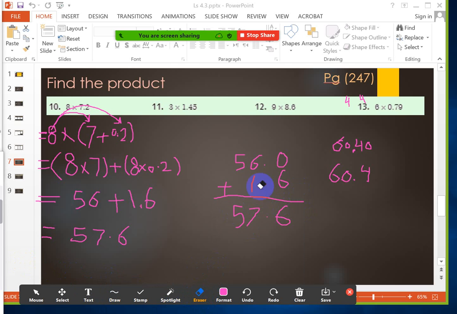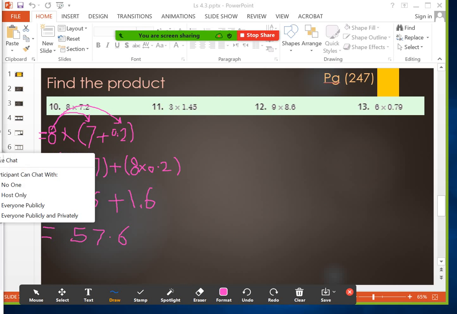So we solve this exercise by using the distributive property. Of course, you can solve it by using the regrouping strategy to multiply the numbers. So let's do number 11.